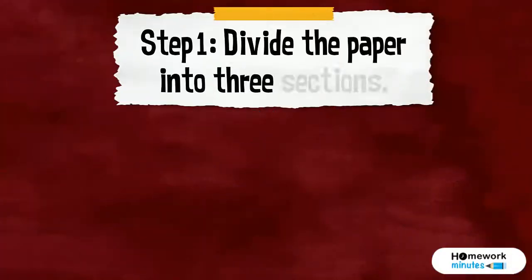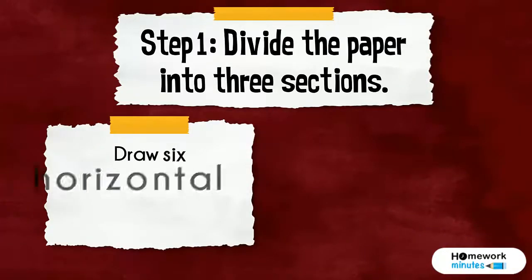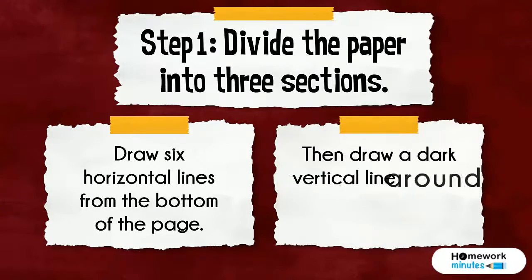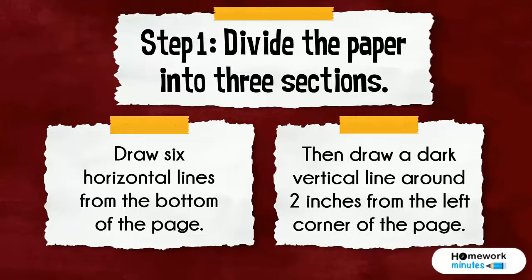Step 1. Divide the paper into 3 sections. Draw 6 horizontal lines from the bottom of the page. Then draw a dark vertical line around 2 inches from the left corner of the page.